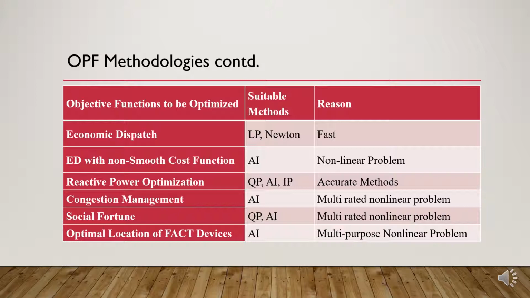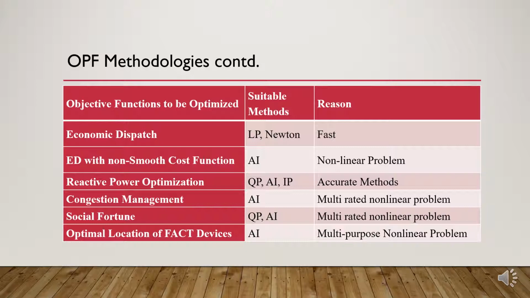For reactive power optimization, the suitable methods are QP, AI, and IP. IP is suitable because it's accurate. For congestion management, artificial intelligence is the suitable method because it's a multi-rated nonlinear problem.